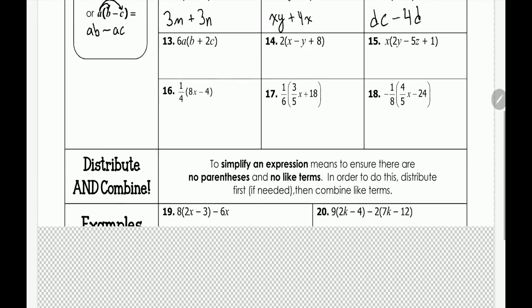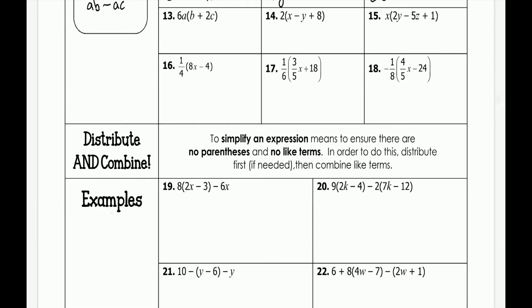I'm going to move down just a little bit. So we have 13. We have 6a multiplied by b plus 2c. Again, it does not matter what's on the outside. We're just going to distribute it. So we have the 6a. We're going to multiply it by b, and 6a multiplied by 2c. All right. So first thing, 6a multiplied by b is just 6ab.